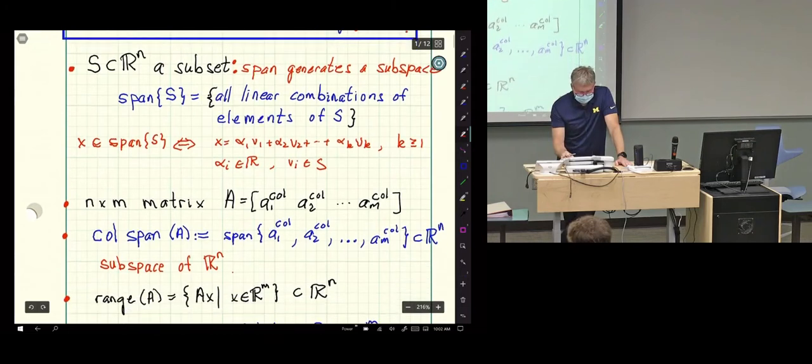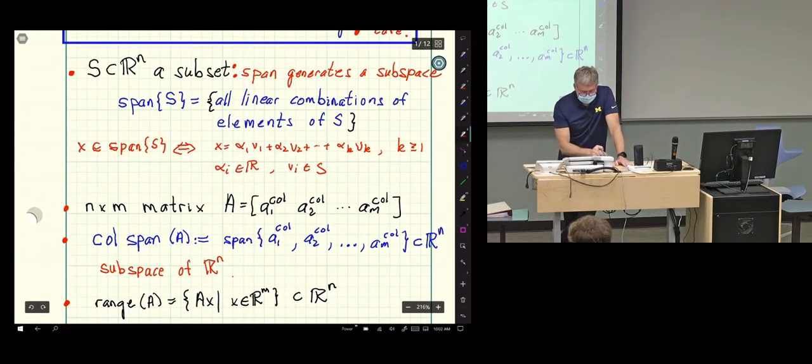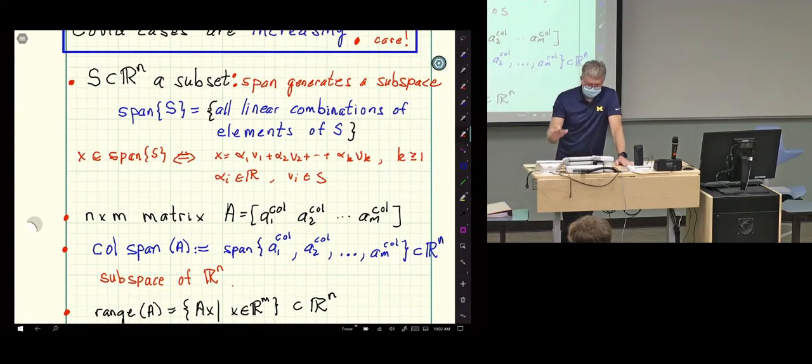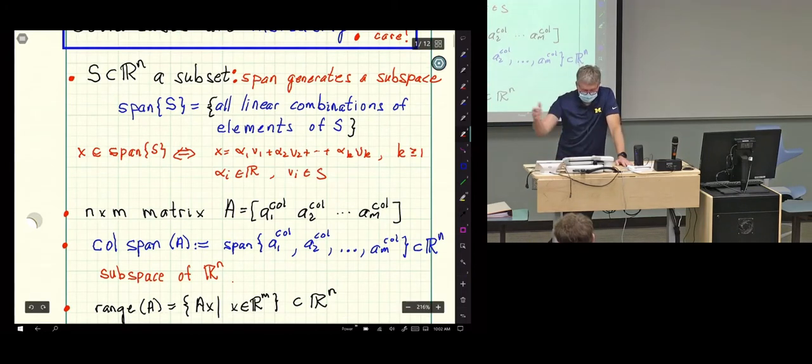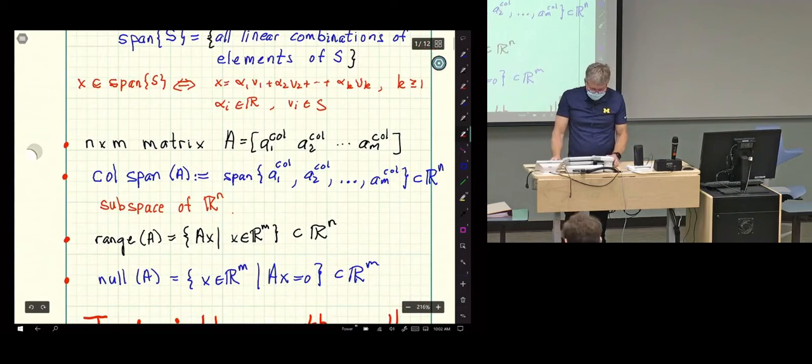So a vector x in Rn is in the span of a set S if I can find some k, I find a bunch of vectors that are in S, I find coefficients that are in the reals, and I do their linear combination, and I get x. And in principle, k is 1, 2, 3, and so on, up to infinity, but that's the definition.